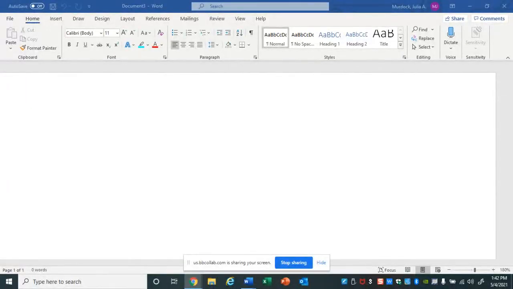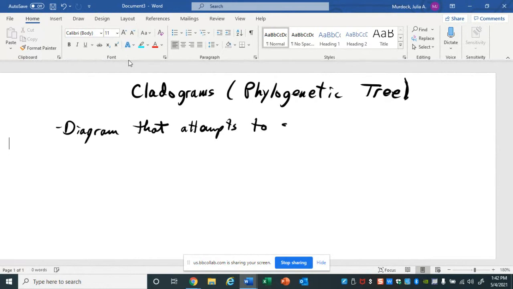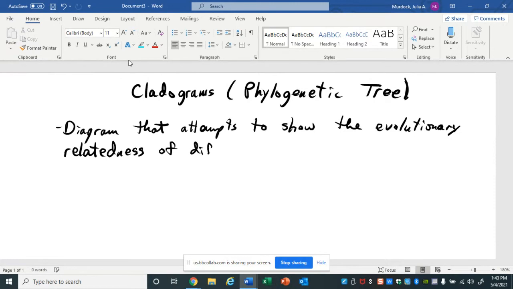So this part of my talk is to tell you what cladograms are. A cladogram, or what's also known sometimes as a phylogenetic tree, is a diagram that attempts to show the evolutionary relationships, evolutionary relatedness of different species.